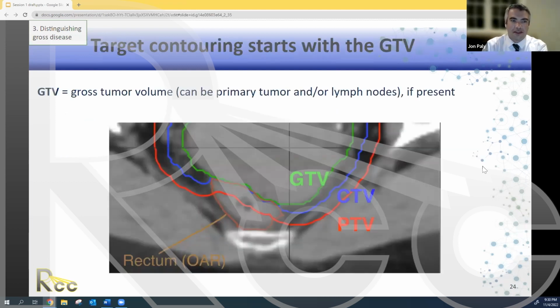So we'll start off with the concept of the gross tumor volume. I'm sure everybody here knows this, but just as a very basic recap, our GTV can be either primary tumor or involved lymph nodes that are present. And here we have a slice in the pelvis showing a large pelvic mass that's abutting the bowel.